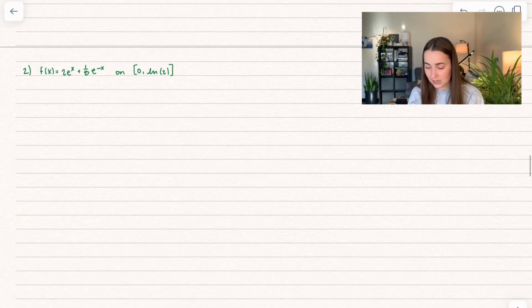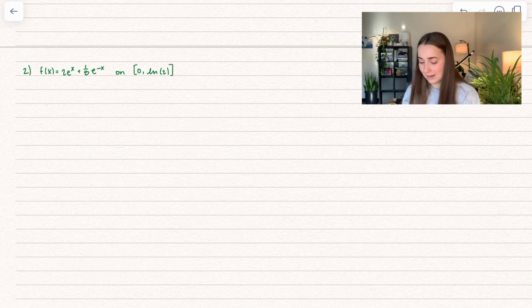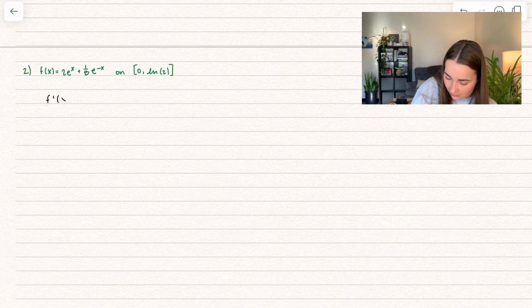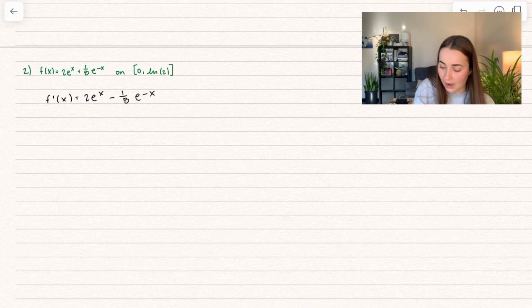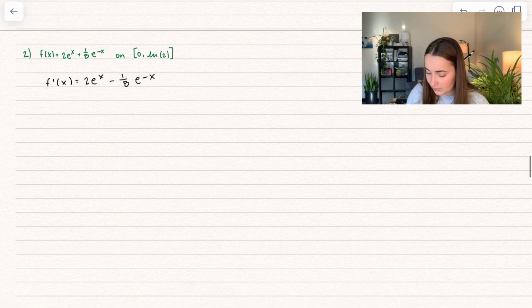Here we have the function, and we're integrating this between 0 and the natural log of 2. So let's go ahead and find our first derivative. Here we get 2e to the power of x, and that becomes minus 1/8 e to the negative x, right? I multiply by the derivative of the exponent, so I'd multiply by -1. What I'm going to do first before I plug this into the formula is square it so we can try to simplify it a bit.